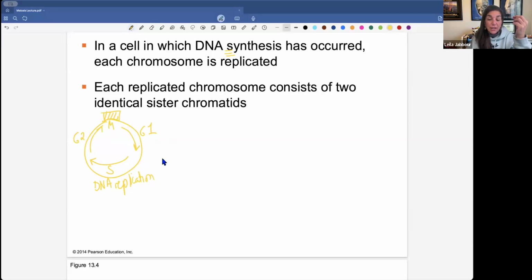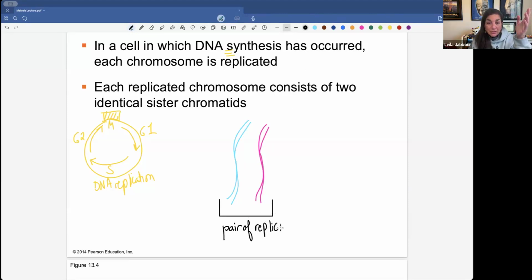So doubling up on the DNA. So for every chromosome in a pair, you're going to have replication of that chromosome. That chromosome is going to get replicated. And this is a pair of, we don't say homologous chromosomes anymore, but they are homologous. We say a pair of replicated chromosomes. 1, because they're still in a pair, and 2, because they're replicated.